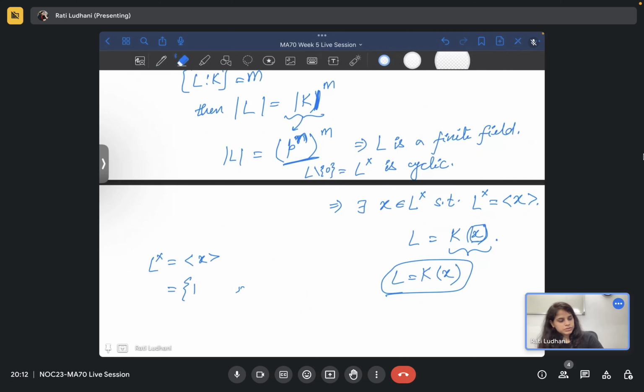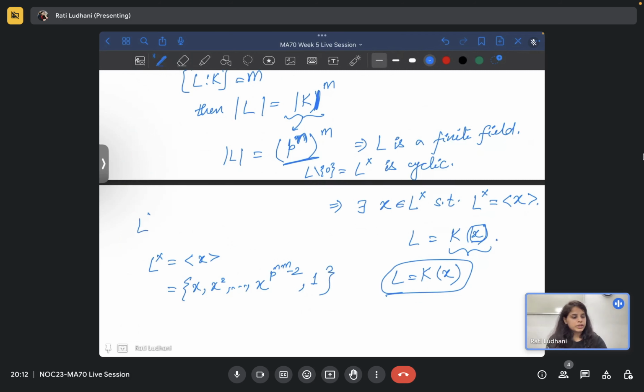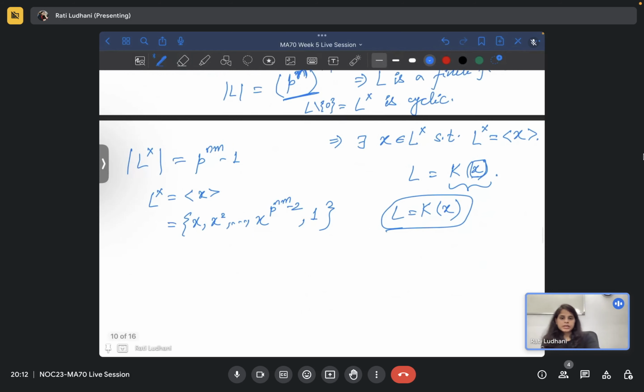So let me write it like this: 1, x, x squared, up to x raised to the power p^(nm) minus 2, and then x to the power p^(nm) minus 1 will be 1, because the cardinality of L star is p raised to the power nm minus 1. So this L cross will be exactly this set. These are all the powers of x.